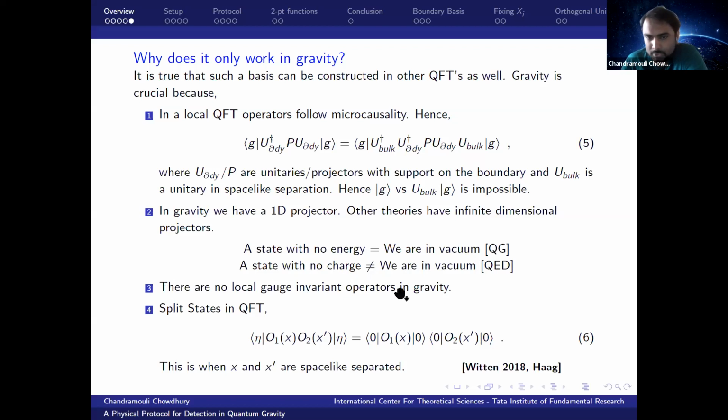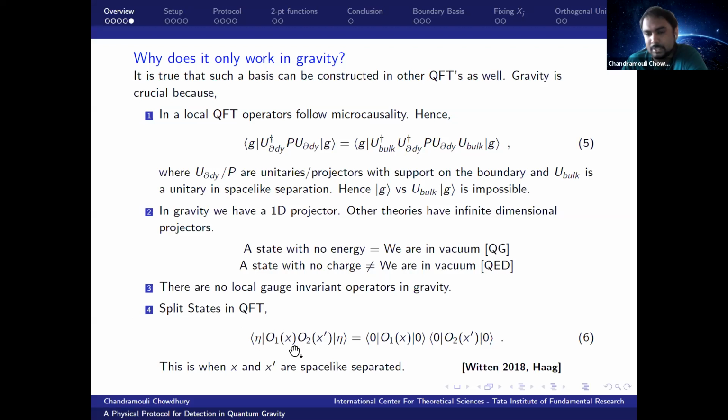Then of course there are no local gauge invariant operators in gravity. That's because in gravity, the moment I put an operator somewhere inside the bulk, I have to specify its coordinates, and then I can always think of a diffeomorphism acting on it, which also actually prevents split states from existing in gravity. But okay, I won't be talking a lot about split states.